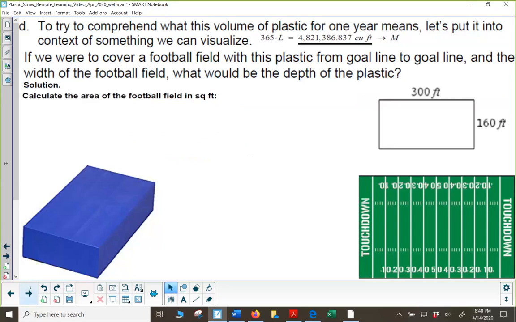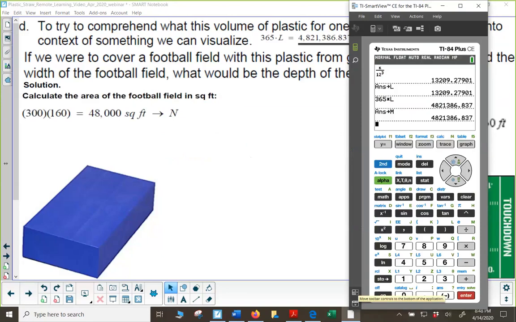Okay, so I'm going to think of the football field as a rectangle that's 300 feet by 160 feet wide. And so the area, of course, would just be length times width. So I'm going to go ahead and multiply 300 times 160, and this would be in square feet. I'll store that into the letter N, alpha N.